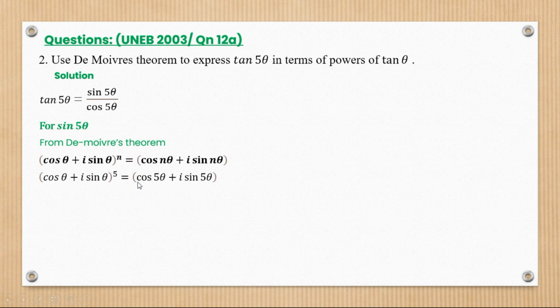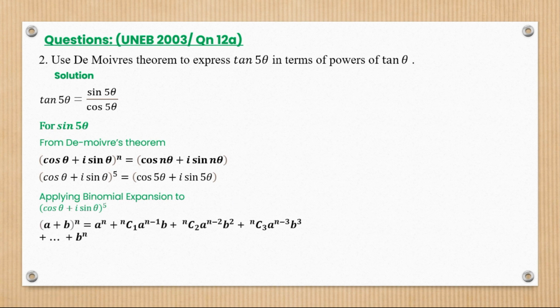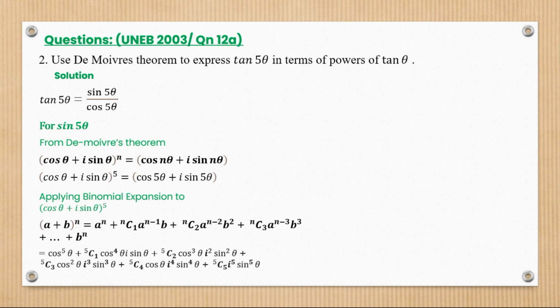So now with this expression, you can actually see that we have the cos 5 theta here and the i sin 5 theta here. So now we're going to focus on the sine 5 theta. But before we do that, let's generally apply the binomial expansion to this left hand side. We know this is the formula for binomial expansion. Then when we put it in, this is what we end up with. So now this goes up to power 5, so we're going to use it up to level 5, and then this is what we have.